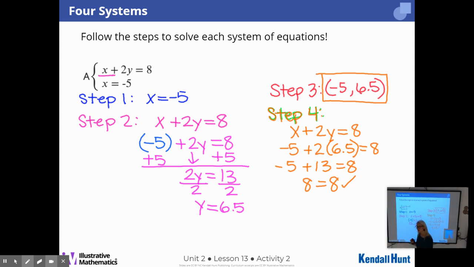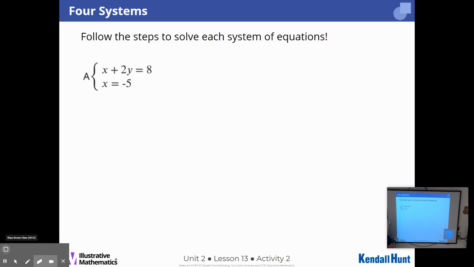Okay. So let's try another one. I want to see if you can set it up by yourself. All right. So try to do this one on your own.